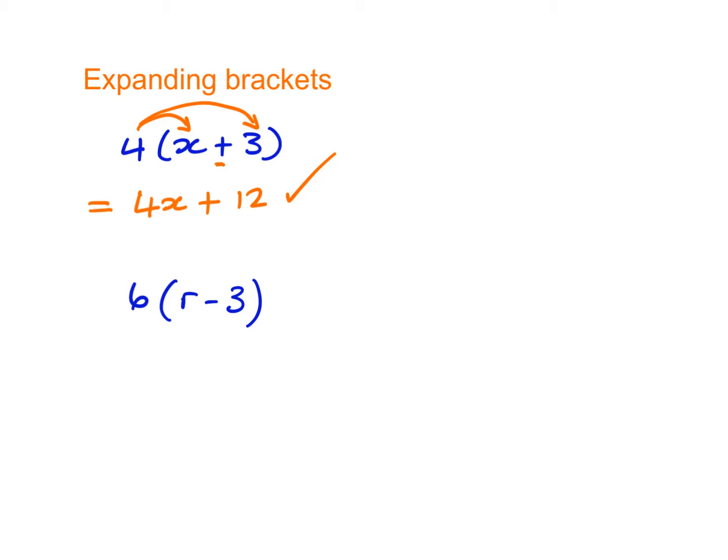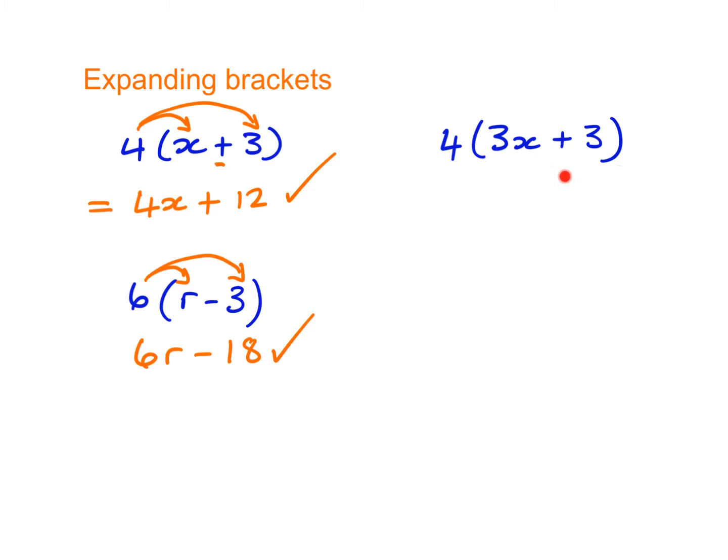Alright, well here's another one to expand. See if you can do that one. Put the video on pause and come back when you're ready. Alright, so how do we go? Well, it's 6 multiplied by r and then 6 multiplied by negative 3. So our answer therefore is going to be 6r minus 6 3s are 18. And that would be the answer.